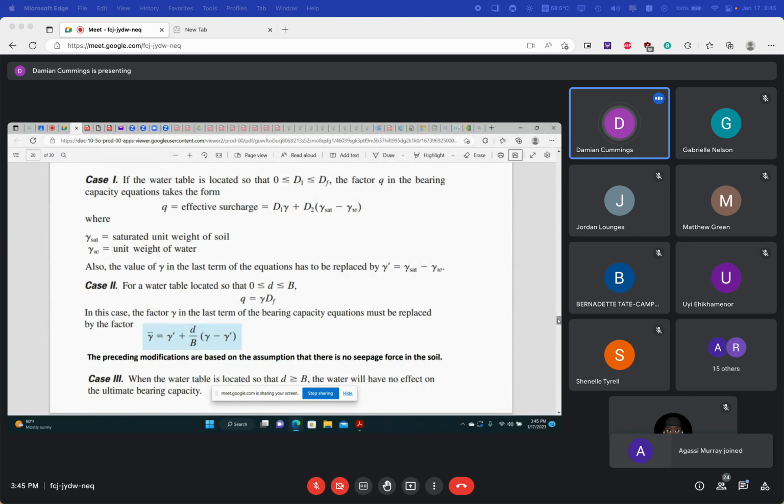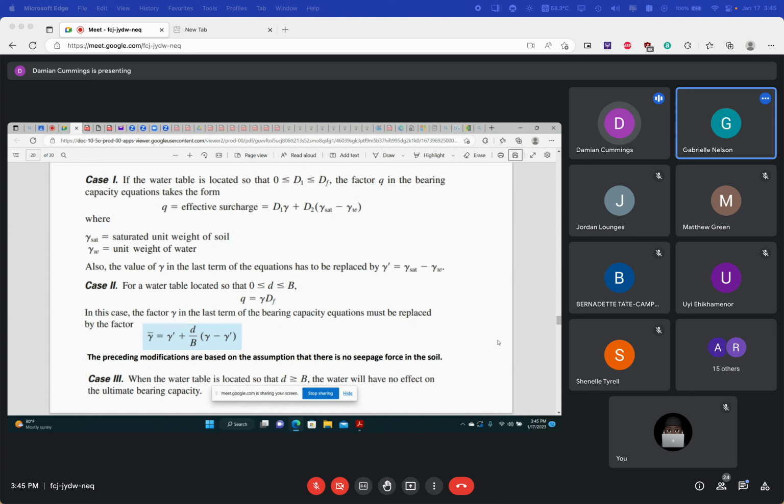All right, case 1 is okay? I don't understand the part where the value of whatever that is in the last term of the equation has to be replaced by that. What does that sentence mean? Does it mean that the equation for Q is changed now?